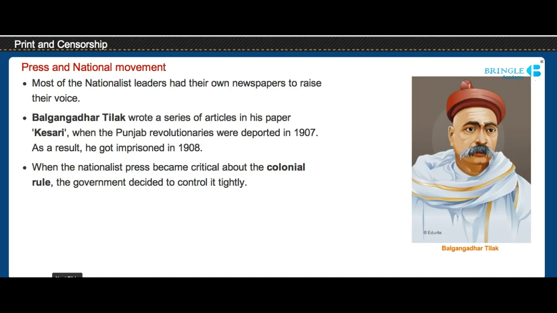Most of the nationalist leaders had their own newspapers to raise their voice. Balagangadhar Tilak wrote a series of articles in his paper Kesari in 1907. The government decided to control the nationalist press. This attempt by the government made them unpopular and led to wide militant protest.